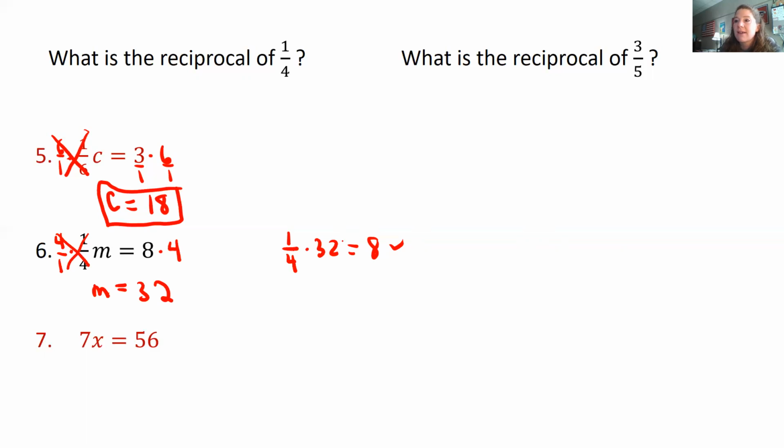All right, look at number 7. You can still multiply by its reciprocal, but this one is easy because the opposite of multiplying by 7 is you just divide both sides by 7. So x is equal to 8. Does 7 times 8 equal 56? Yes, it does. I know we're right.